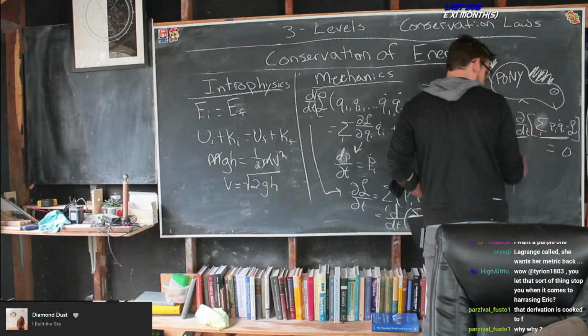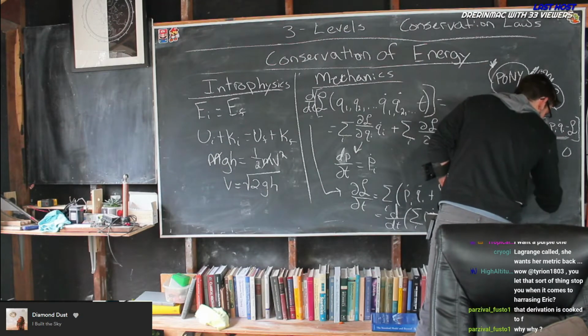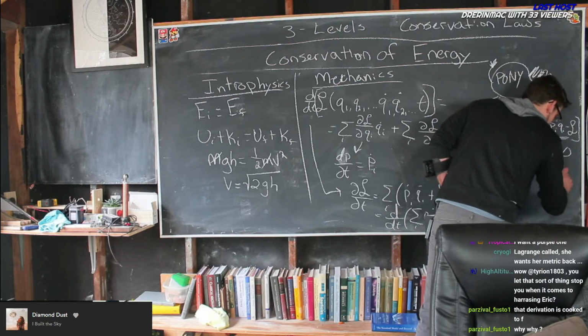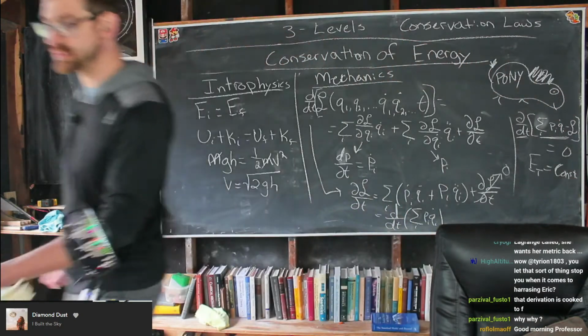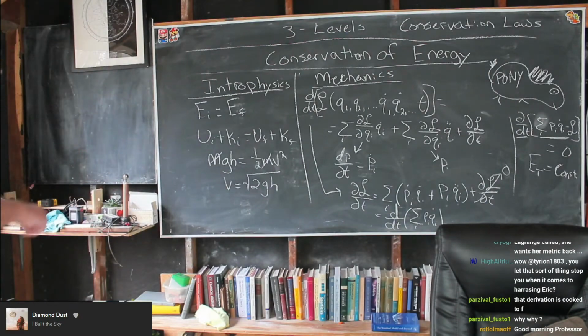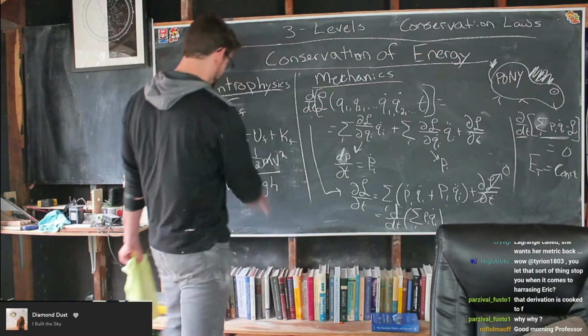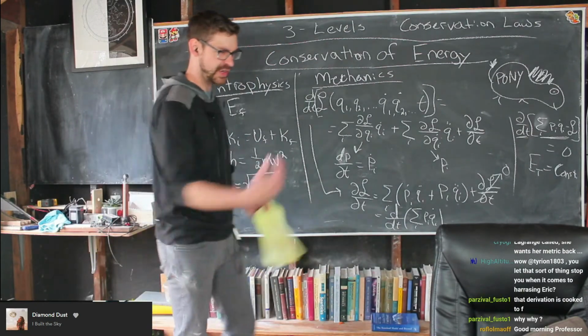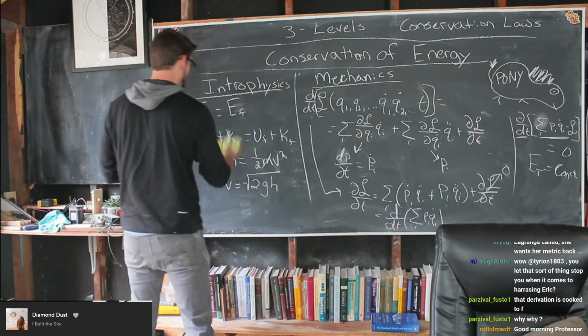What does this mean? The derivative with respect to time of the total energy is 0. That means the total energy is a constant. Lagrangian mechanics says right there that the total energy is a constant. It's conserved. At any point you look at the system, whether it's at the initial, the final, or somewhere in between, just like the pendulum swinging back and forth, the total energy is going to be the same.